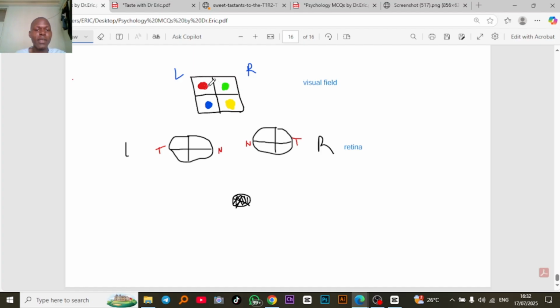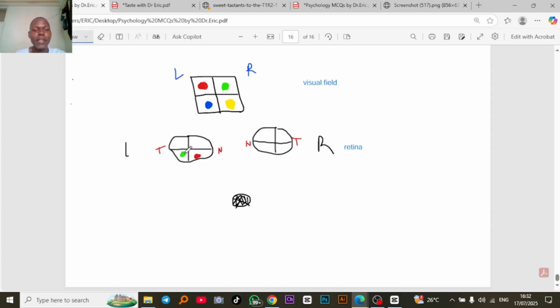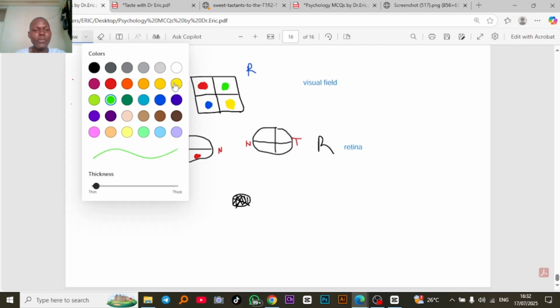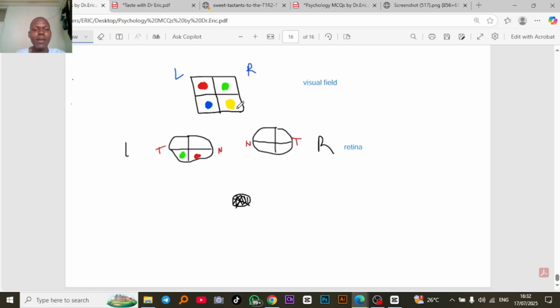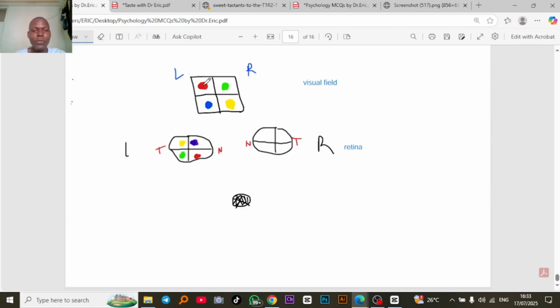So let's look at the red color. The red color is on the left upper. You get? And this side we are saying it has to be down. But since it's on the left, then it will be formed on the right of our left retina like this. Then meaning our green will be on the lateral side like that. So you can easily know where the yellow will be. It's on the right lower, meaning this side it will be on the left upper. Then the blue, we have it here. As simple as that.